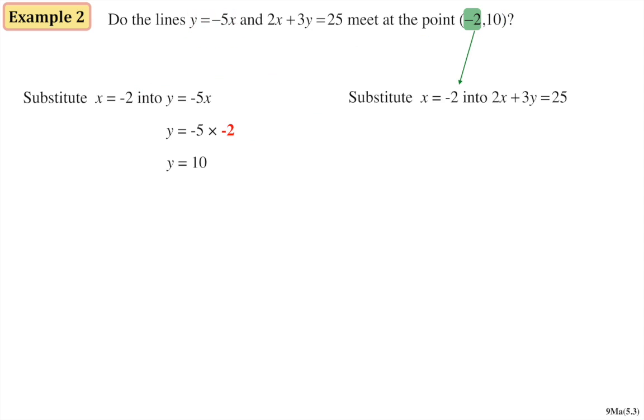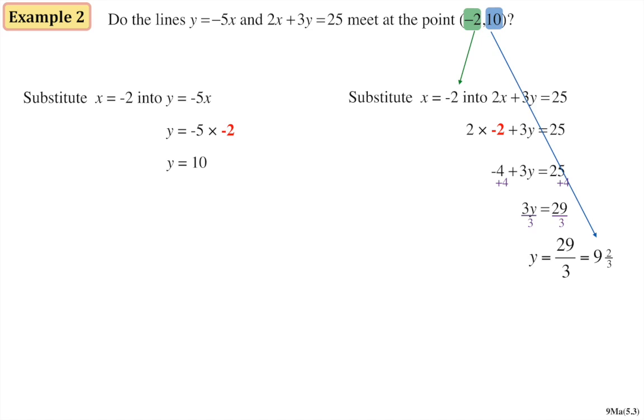Let's try that again with our second line, the line 2x plus 3y equals 25. Wherever I see an x, I'm going to put minus 2 in its place. That becomes 2 times minus 2 plus 3y is 25. 2 times minus 2 is minus 4. Now let's add 4 to both sides. 25 and 4 make 29. Divide both sides by 3. And 29 over 3 is 9 2/3 or 9.6 recurring.